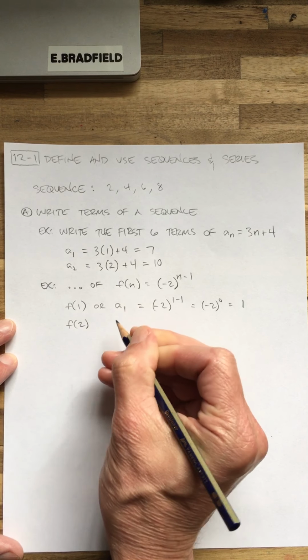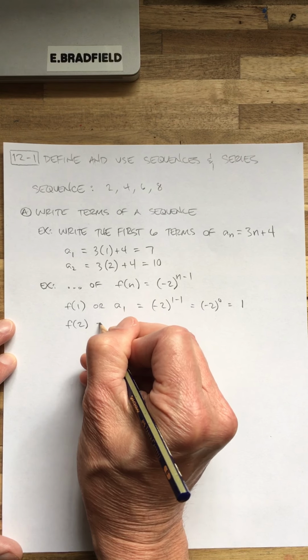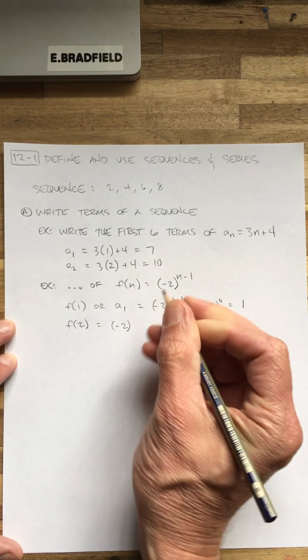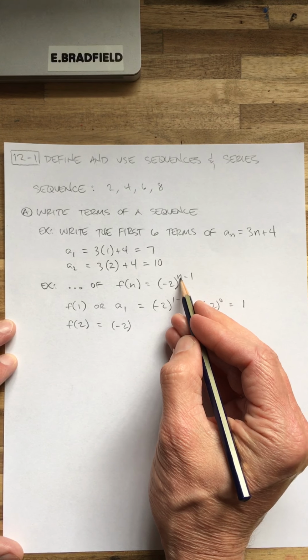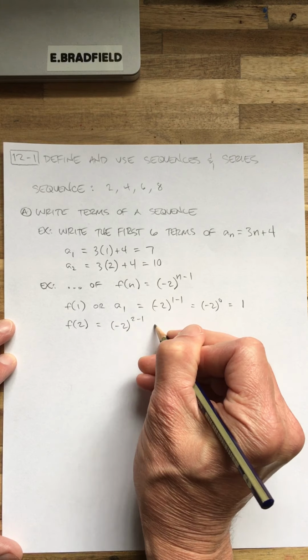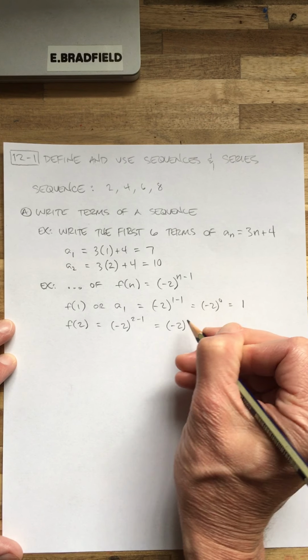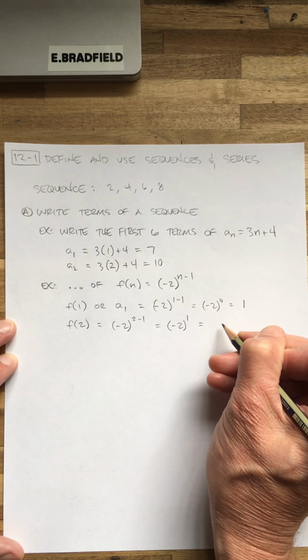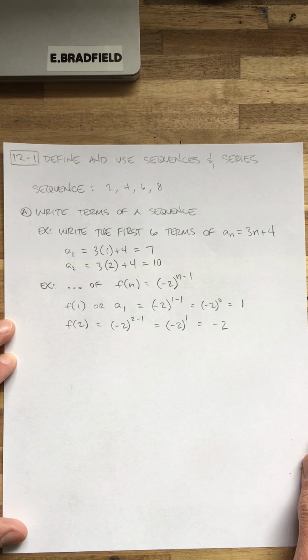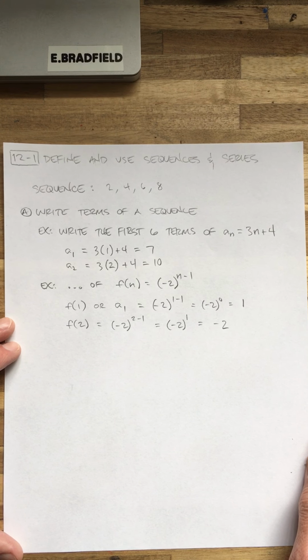F of 2, or a sub 2, it doesn't matter, equals, you're going to have negative 2. Just follow the rule. Now we're plugging in 2 minus 1. So it's 2 minus 1, which equals negative 2. 2 minus 1 is 1. And negative 2 to the first power is just negative 2. Okay? And then you just go along like that.